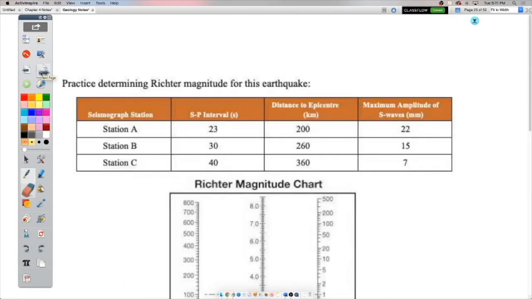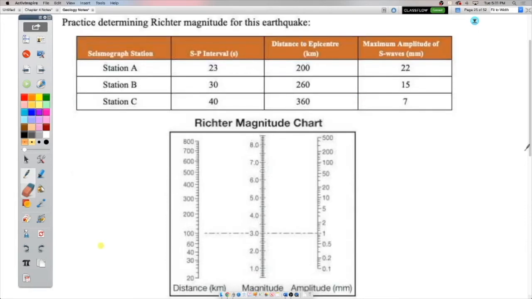Okay, so let's just do some practice. Let's determine the Richter magnitude for this earthquake. So this is data from 3 seismograph stations. They measured their SP time interval, and then they used that. That's the gap between the P waves and the S waves arriving, right? Again, that's like counting the seconds between thunder and lightning. And they use that to calculate this distance. So they're telling us the distance to the epicenter at station A is 200 kilometers.